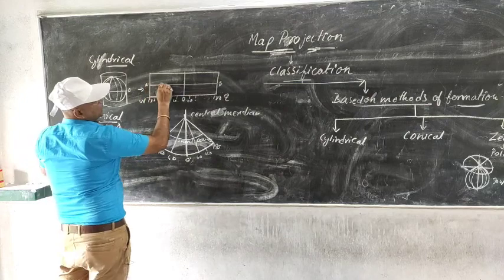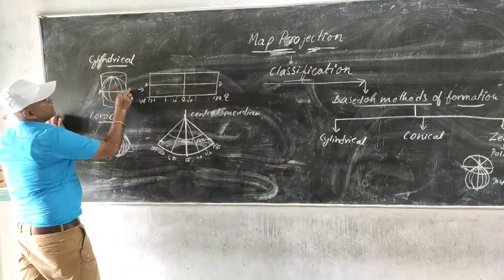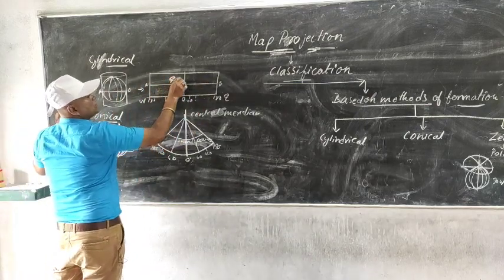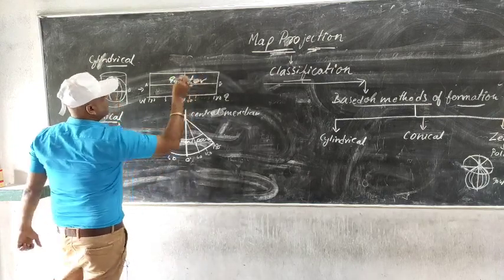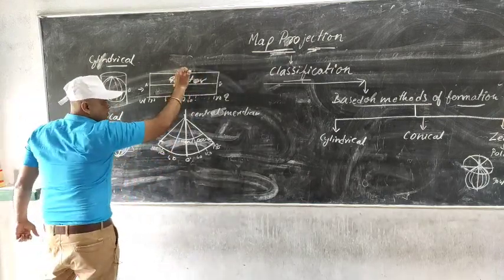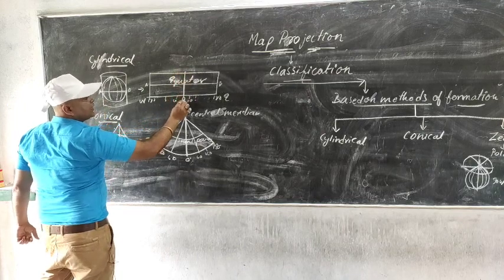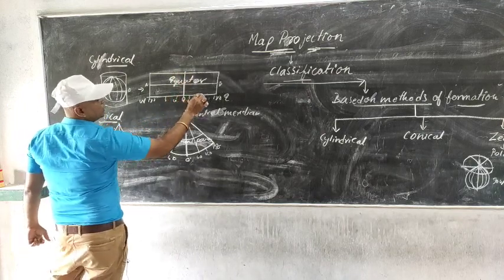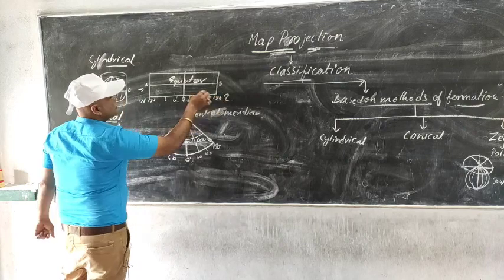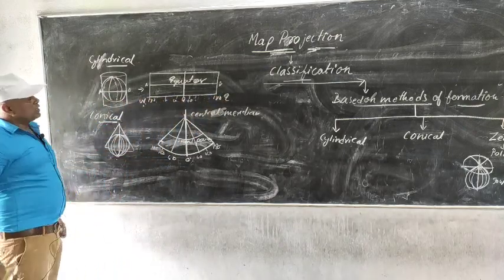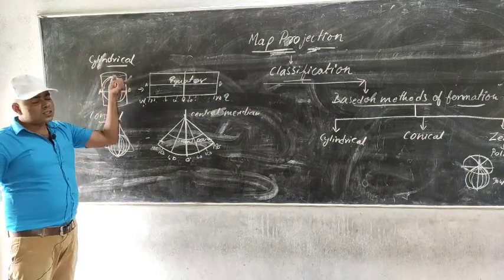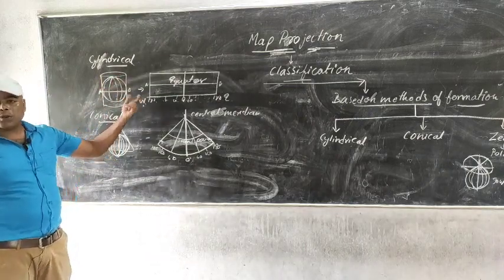This AB line comes as the equator. And this is the prime meridian, that is 0 degree, then 10, 20, 30, 40 up to 180 degree east, and again 10, 20, 30, 40 up to 180 degree west. So likewise we are doing the cylindrical projection.